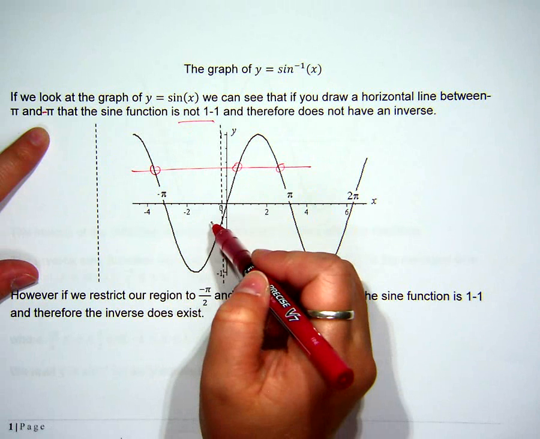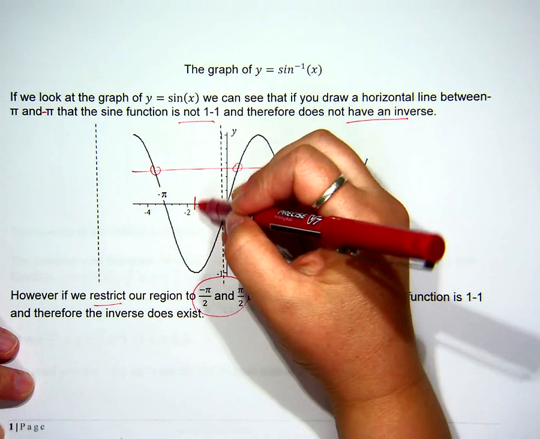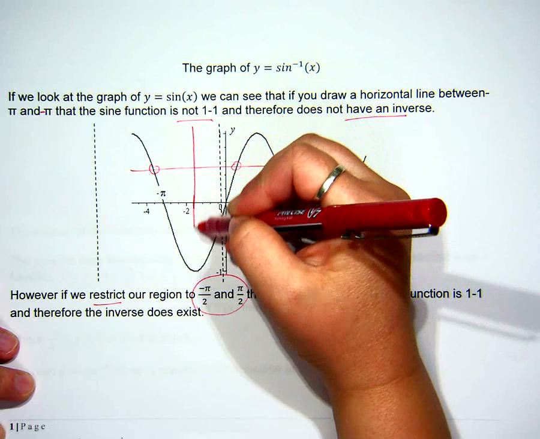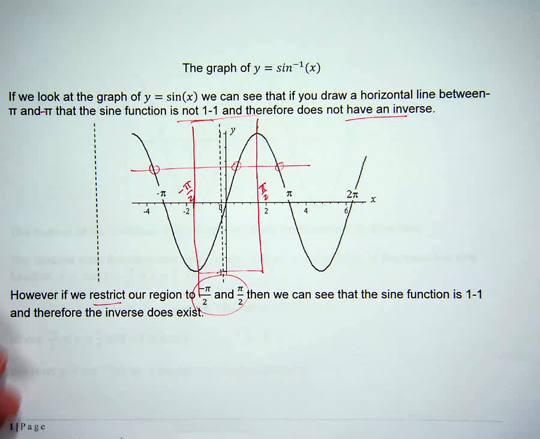So what we have to do is restrict our region to where the horizontal line test would pass. We are going to restrict our function between negative pi over 2 and pi over 2. So basically, if I restrict my function from negative pi over 2 to pi over 2, I only look at this section of my graph.